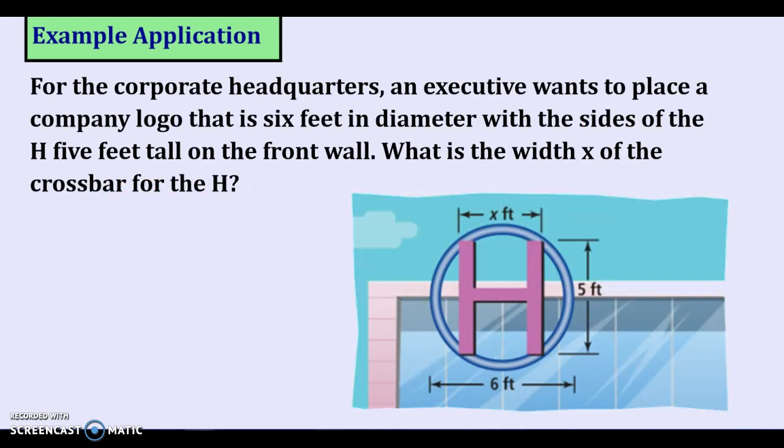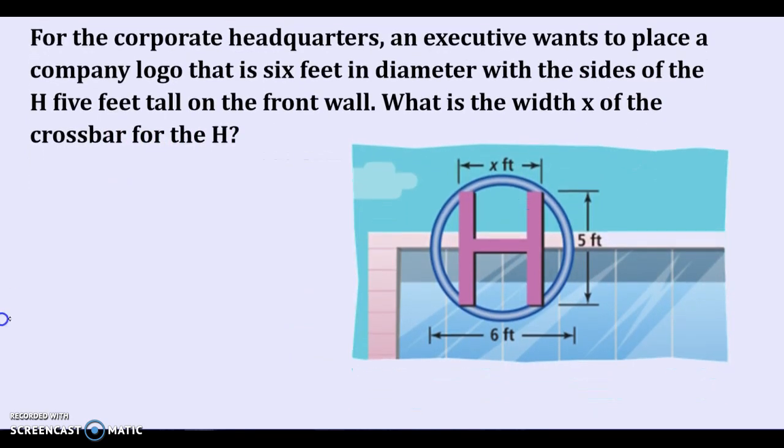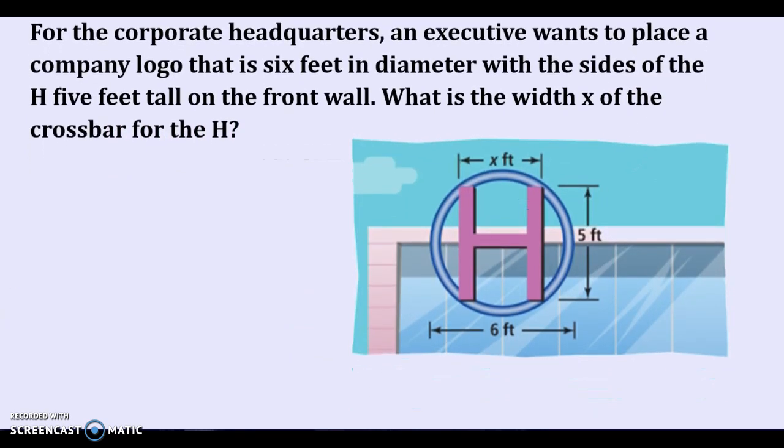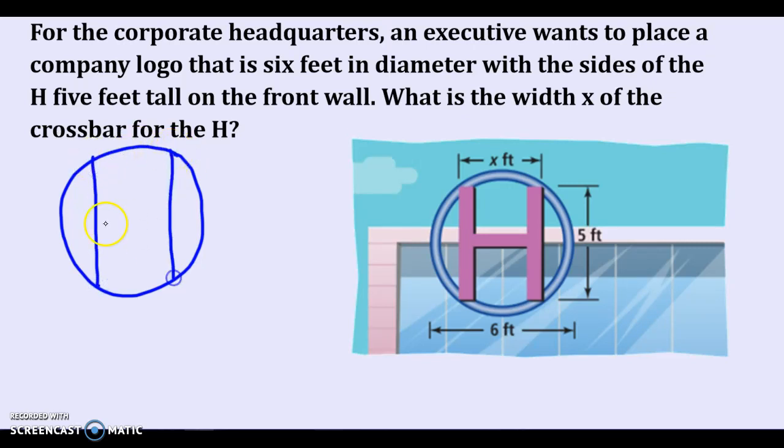The final example is a little bit more challenging, so we're going to break apart the problem a little bit. It says the corporate headquarters, an executive wants to place a company logo that is 6 feet in diameter with the sides of the H 5 feet tall on the front wall. What is the width X of the crossbar for the H? So essentially, I'm going to redraw this. So I have my circle and I have my H. So the sides of this H here are chords.